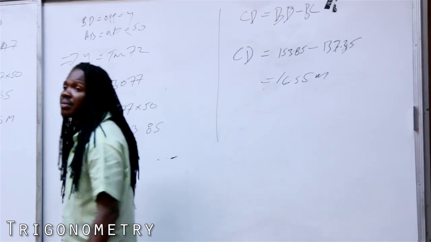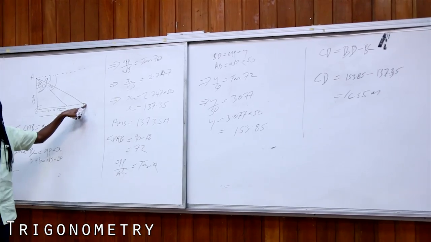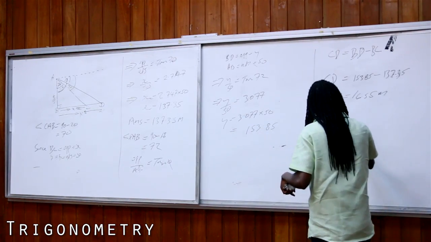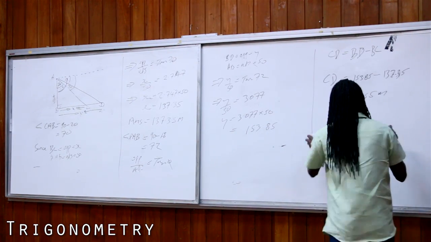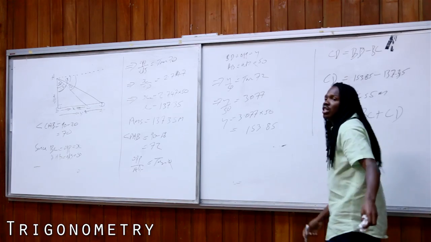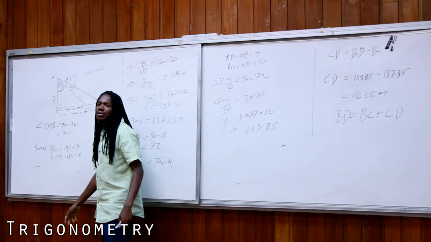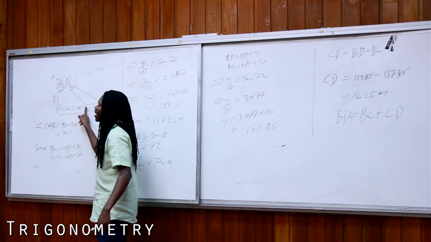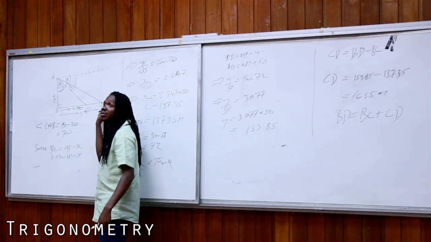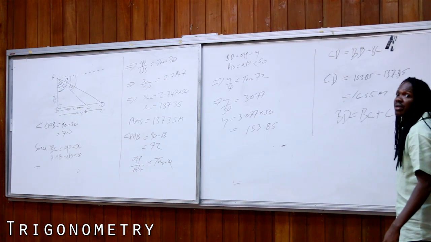You see it's simple? Watch this now. BD equals BC plus CD. Just look at it like a street. B is a half-way tree, C a crossroad, and D a downtown. So if I go from half-way tree to downtown, I can go half-way tree to crossroad and then crossroad to downtown. So half-way tree to downtown is equal to half-way tree to crossroad plus crossroad to downtown. You see that?